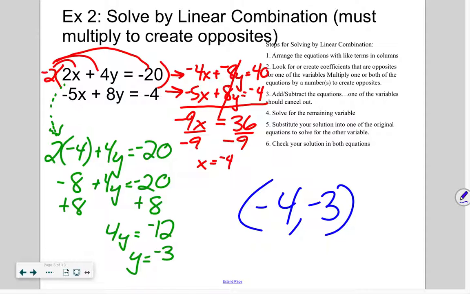And mentally, I'm going to double check this into this equation. Negative 5 times negative 4 is positive 20. Positive 20 plus 8 times negative 3 is negative 24. So I have positive 20 plus negative 24. Yeah, that will equal negative 4. That's a solution. And it's also a solution up here as I check that in my head. Good. There's my solution.